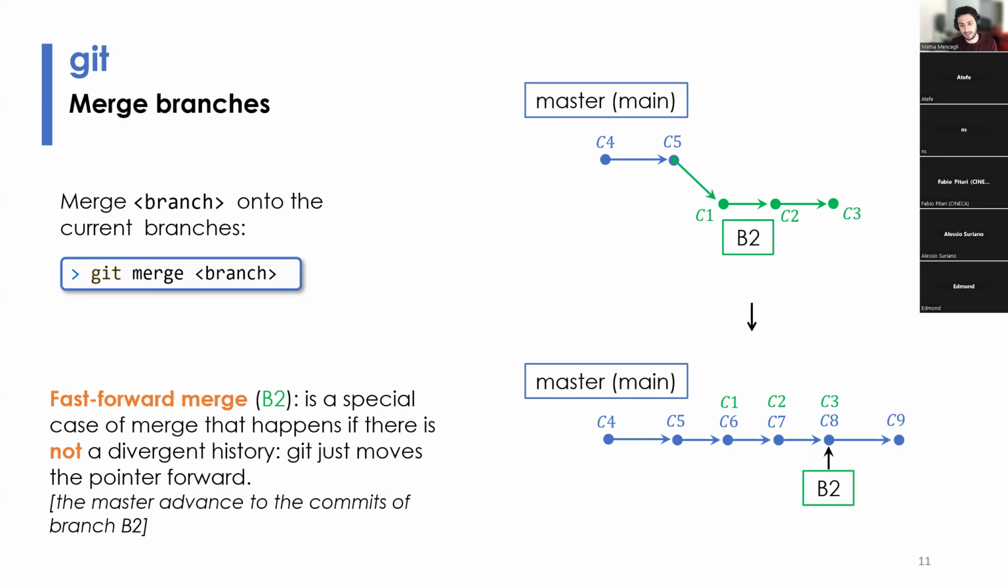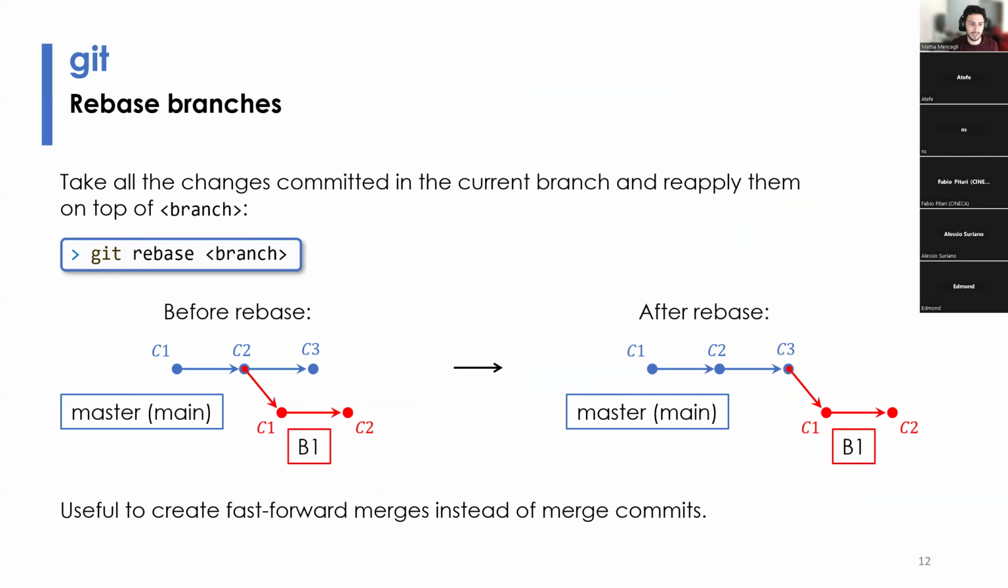And this is the reason why git rebase exists. What this command does is take all the changes committed in the current branch and reapply them on top of the new branch you want. So in this case, you will be, for example, in the red branch, and you will rebase onto the master. In this way, all the commits of B1 will be applied to the last commit of the master branch, C3. You will end up in this situation.